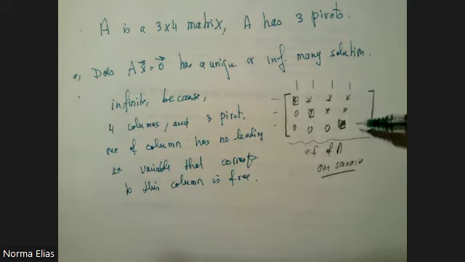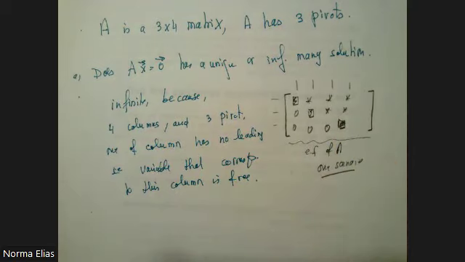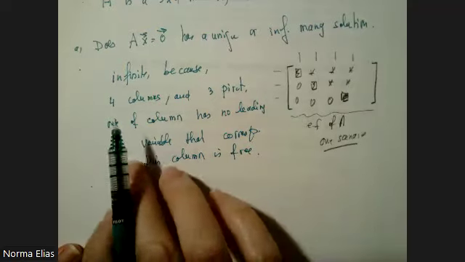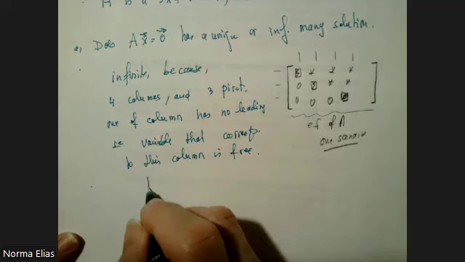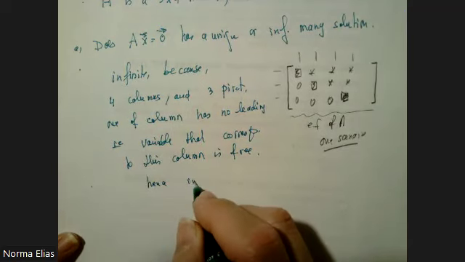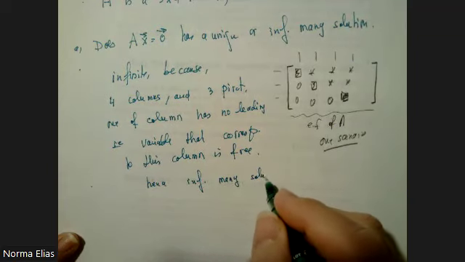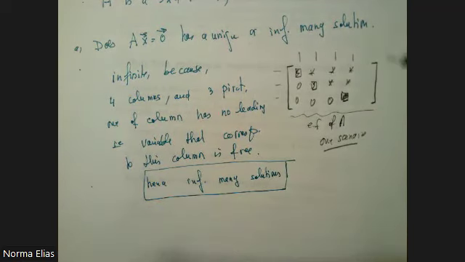As I said, this is one scenario. The echelon form doesn't have to look exactly like that. We can have a leading entry here and a zero here, and then X4 will be free. But considering we have 4 columns and 3 pivots, one of the columns has no leading entry. It means the variable that corresponds to this column is absolutely free. Hence, we have infinitely many solutions. Again, I repeat, I don't have a consistency issue because x equal to 0 is a solution.